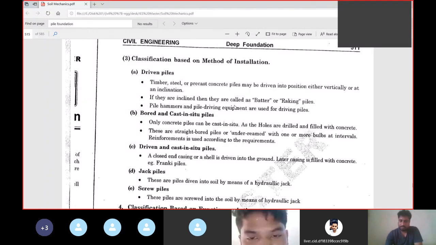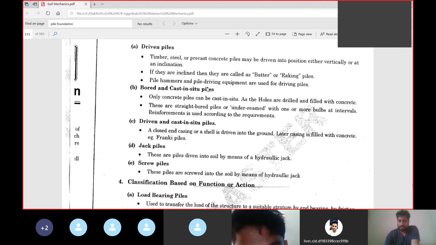See, this point is very important, because in many competitive exams they ask this point. When a pile is driven at some inclination, such piles are called batter piles or raking piles, and different types of options will be given in your paper. So you must mark this as the correct option, batter or raking piles. Now, pile hammers and pile driving equipment are used for driving piles. The instruments that are helpful for driving piles inside the soil mass are pile hammers and pile driving equipment, right? We'll be discussing this in our dynamic load formulas.